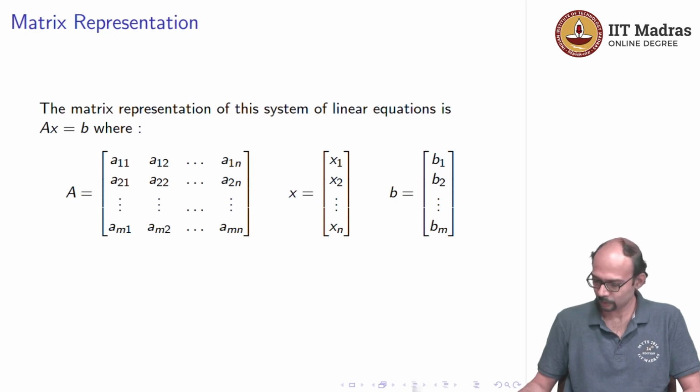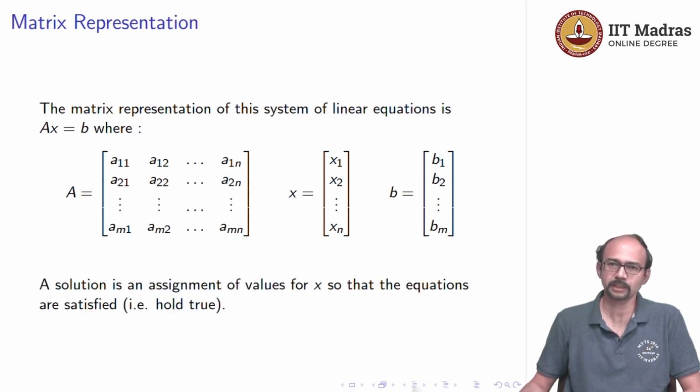And then what is a solution? A solution is an assignment of values for x so that the equations are satisfied. So when you put in a particular number for each xi, and the equation holds true, that means when you compute a11 times the value you have substituted for x1 plus a12 times the value for x2, up to a1n times the value for xn, you get b1, and the same thing happens for all the other equations, then we say that those particular values constitute a solution for x1, x2, up to xn.